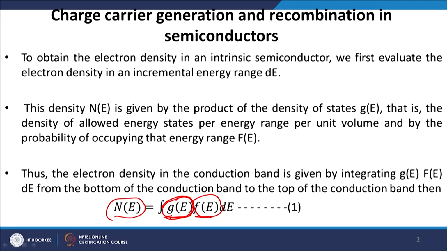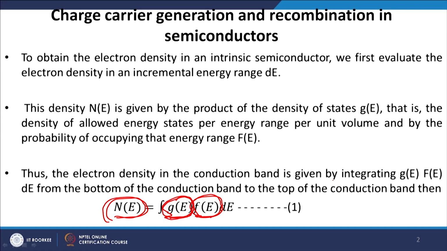In the case of a semiconductor, the density of states, which gives you the number of available energy states per unit energy range per unit volume, times the probability of occupancy, that is the Fermi Dirac distribution function Fe. When I multiply these two together, that gives the number of students, here the number of electrons Ne. Thus, the electron density in the conduction band is given by integrating G and Fe over an energy interval dE from the bottom of the conduction band to the top of the conduction band. So, I can write Ne is equal to the integration of G times Fe dE.